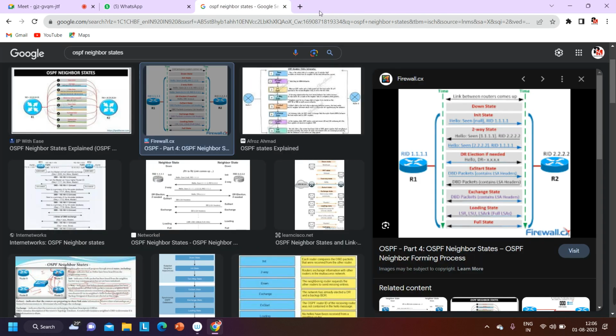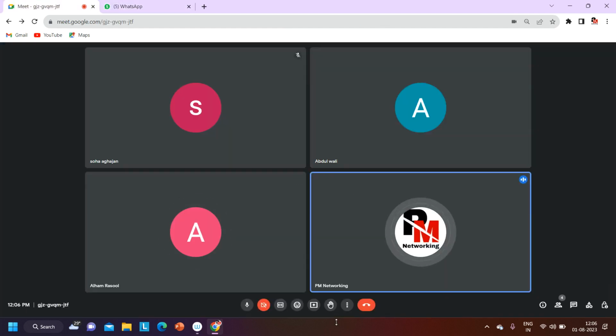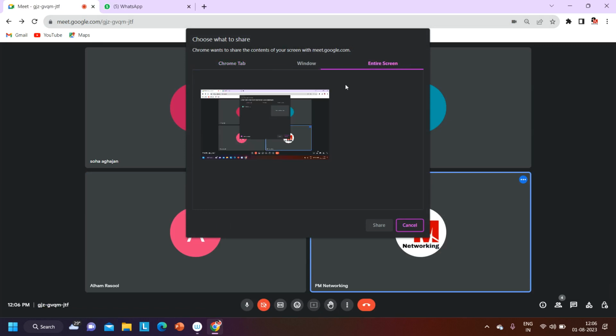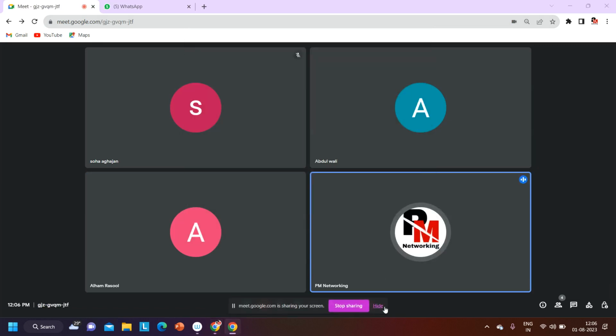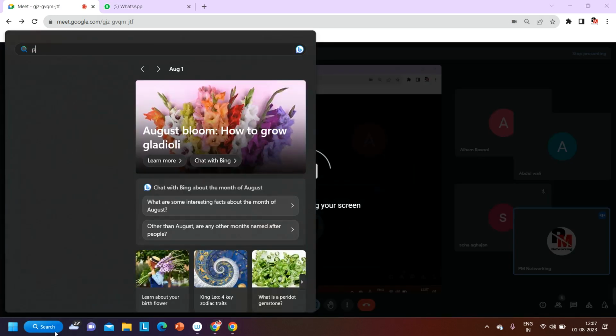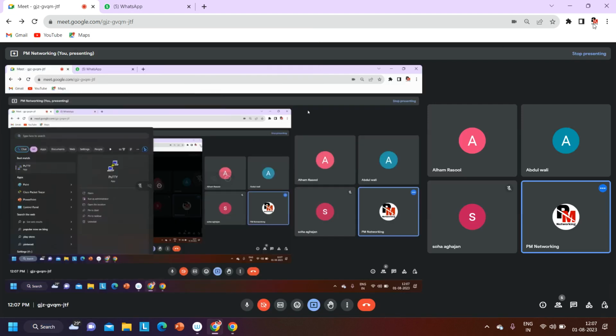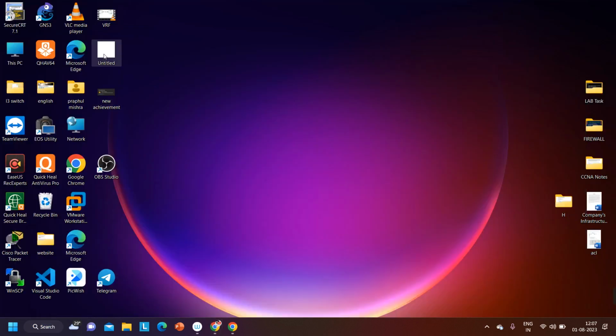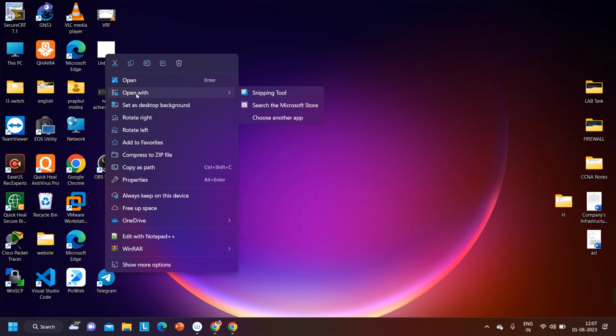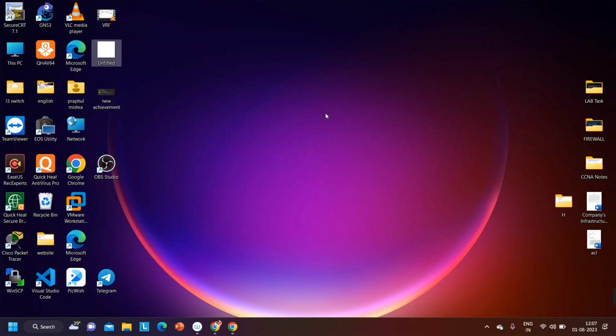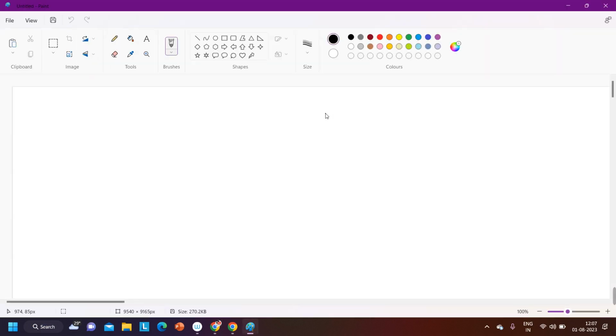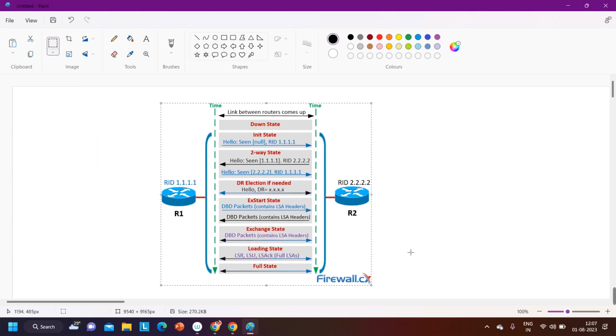Let me make you understand with one diagram here. Oh, I have not shared my screen now. Through this diagram, I'll try to explain. Now, hope my screen is visible. Yes, it's visible. Is this picture visible? Yes.